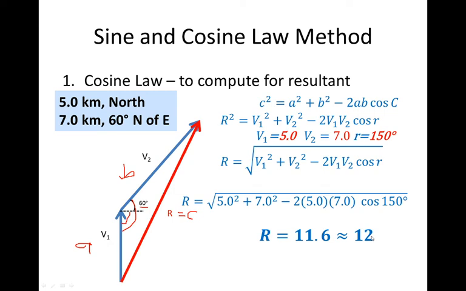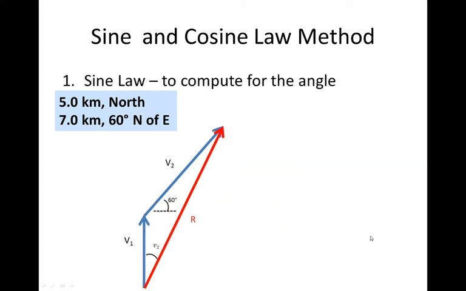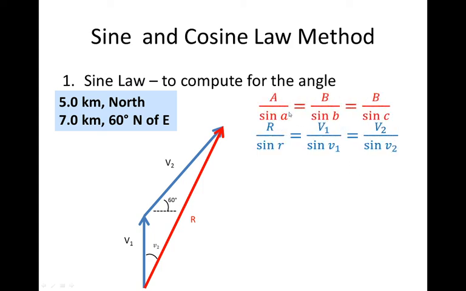How do we determine the angle? So we will use sine law to compute for the angle. So this is the formula for sine law. Side A over sine angle A is equivalent to side B over sine angle B, and side C over sine angle C. So in our convention, we have R divided by sine R, then V1 divided by sine V1, then V2 divided by sine V2. So again, you have to remember that the variables below are all angles, and the variables above are all sides of your triangle.